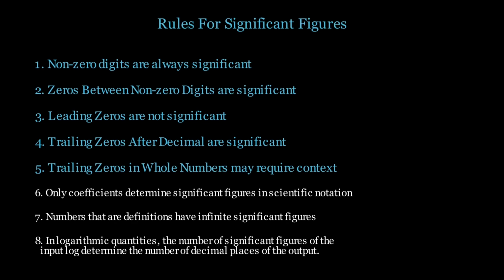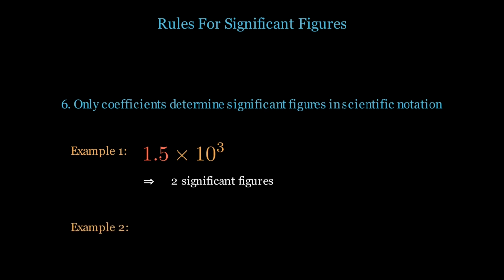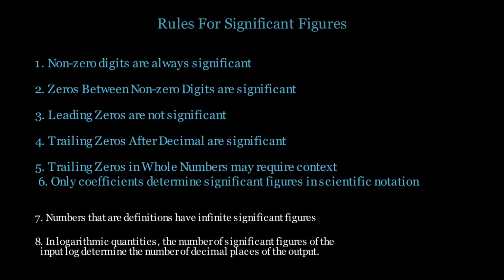In fact, to clear ambiguity surrounding the number of significant figures when trailing zeros appear, it is best to use scientific notation to provide clarity with additional context. So 1.5 times 10 to the power of 3 has 2 significant figures, while 1.50 times 10 to the power of 3 has 3 significant figures. Thus, in scientific notation, only the coefficient determines the number of significant figures.